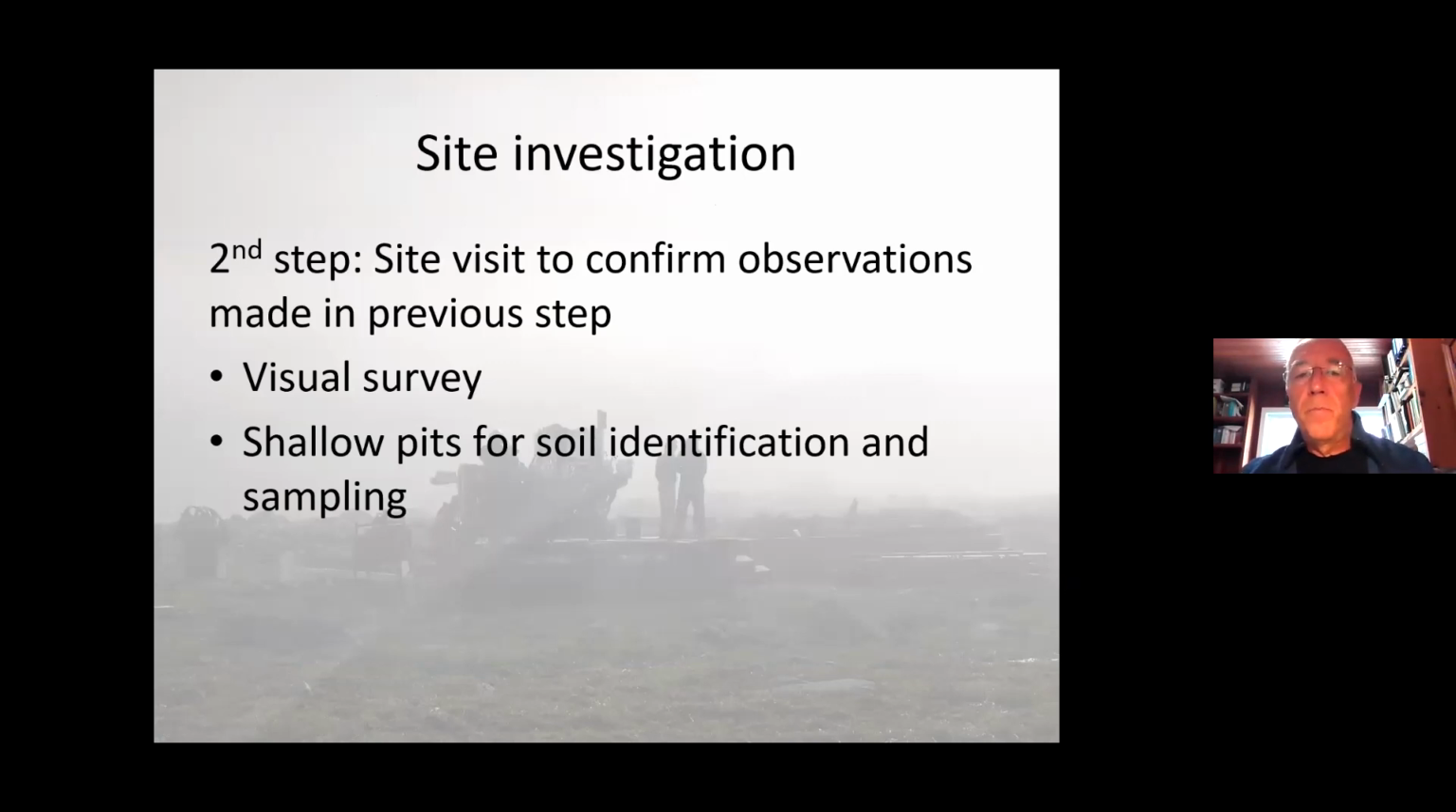Once you've put all that information on a map, you need to visit the site and confirm some information. So you need to confirm the observations you made on the photos, on the maps, on the geological maps. Going on the site will allow you to see visually the type of problem you can have, signs of instability, signs of ice, frost susceptible soils. You can dig shallow pits using a shovel and identify your soil, confirm soil type, and do some sampling.